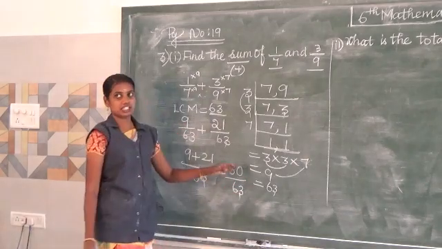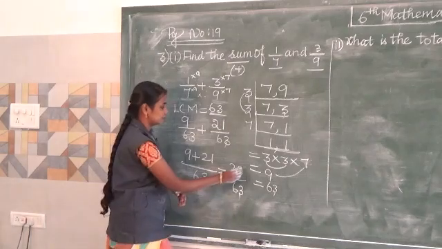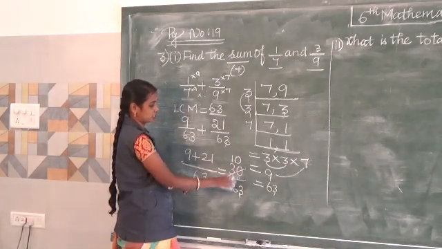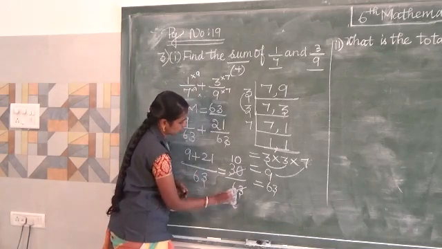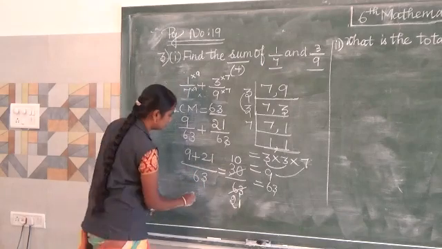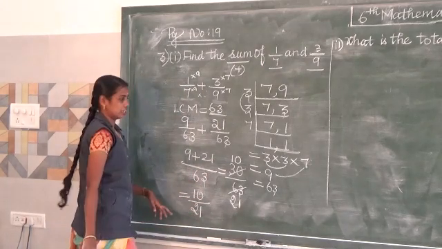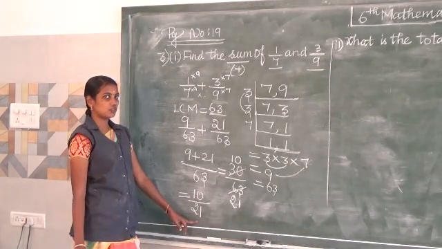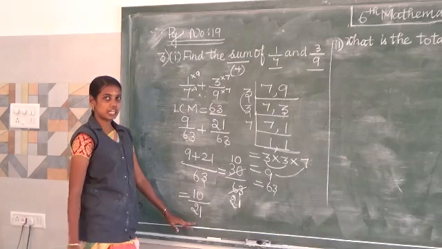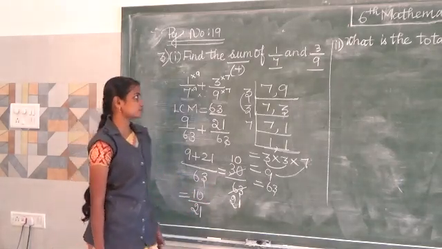If you can cancel by any table, you can cancel by the same table. We can cancel by the 3 table: 10 times, here 2 times, 6, 3 1 time. Then again, can we cancel? No. So the answer is 10 by 21. It is a proper fraction, so you can stop. If it is an improper fraction, convert it into a mixed fraction.